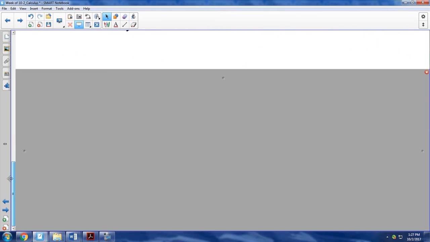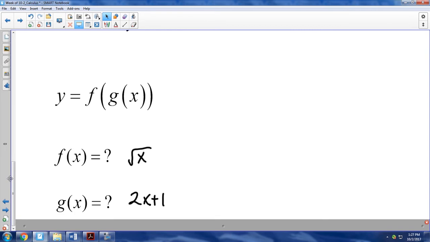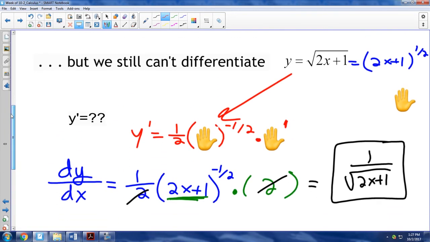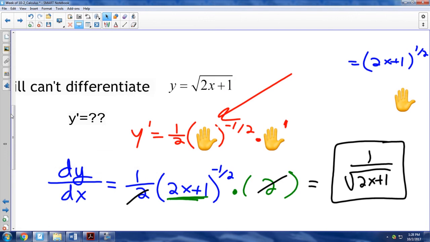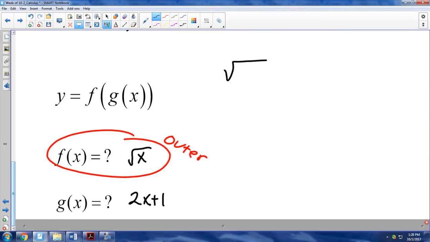So let's see, did I have any other notations? Oh, so sometimes you can think of it as being broken up. So when you have some different things, f of x, right? This is the outer. The outer function in this example, the square root of 2x plus 1, is the square root function. That's what's on the outside. And what's on the inside? Well, the inner is this, so that's the g of x.